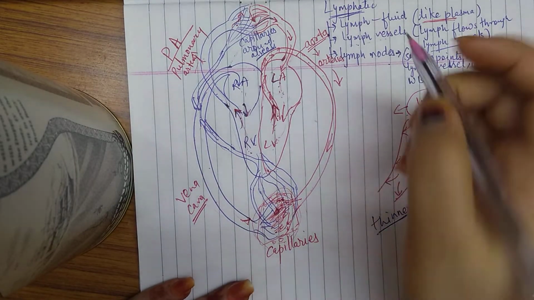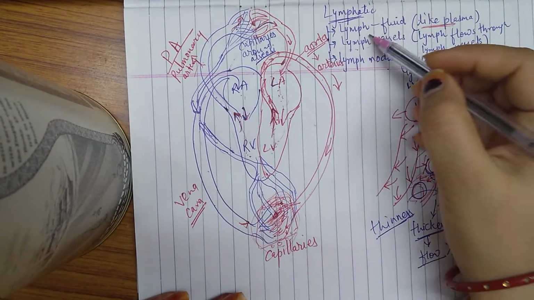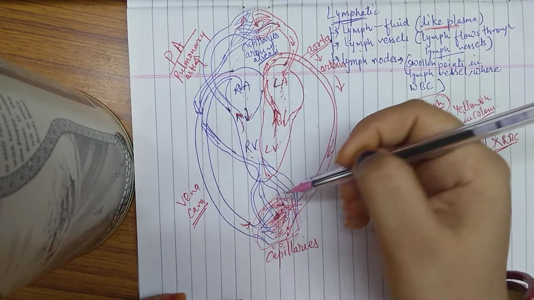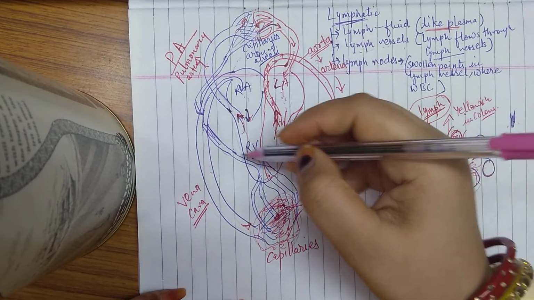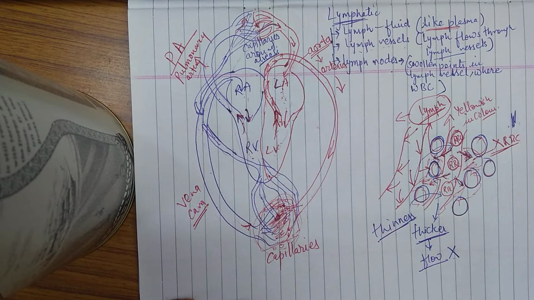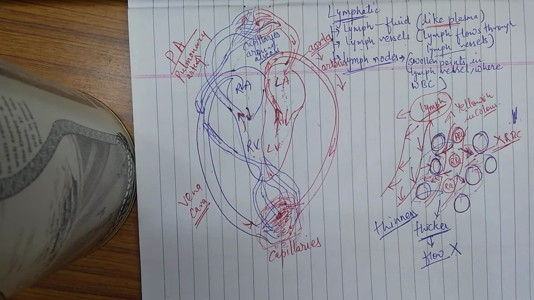So lymph and lymph vessels both are clear. Lymph is a fluid, and lymph vessels are tube-like structures through which the lymph flows back into the bloodstream through the veins of the heart. Now the third is lymph nodes. What are these lymph nodes?